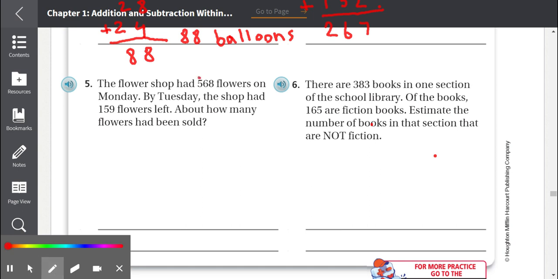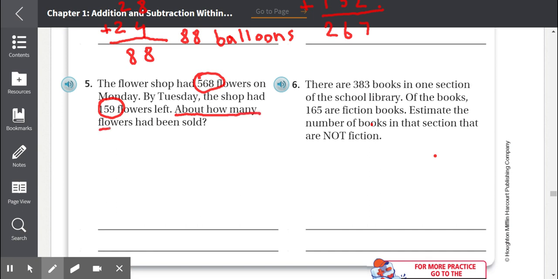So we're going to circle our important numbers, 568 for flowers on Monday and 159 flowers left. About how many flowers had been sold? So about how many flowers have been sold, and we know about means it's going to be an estimate, so close to the answer. We don't need the exact answer, but just something close to the answer.